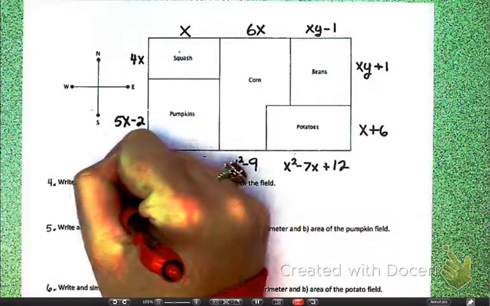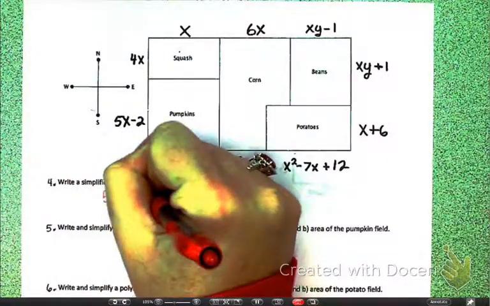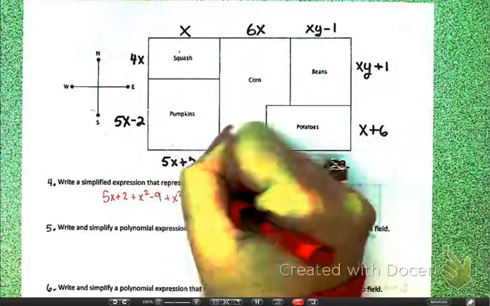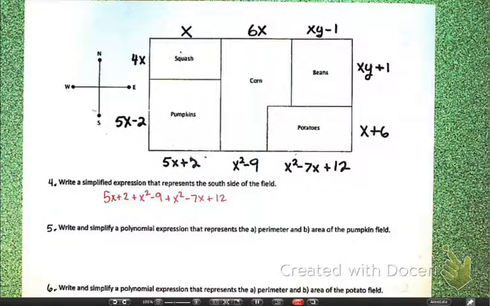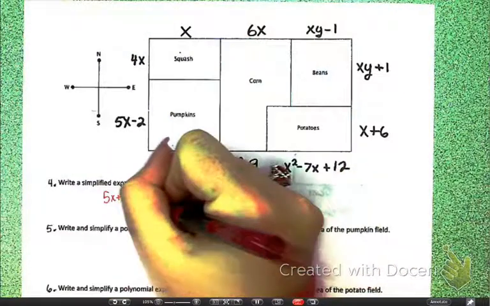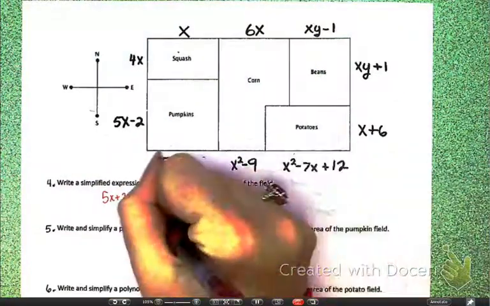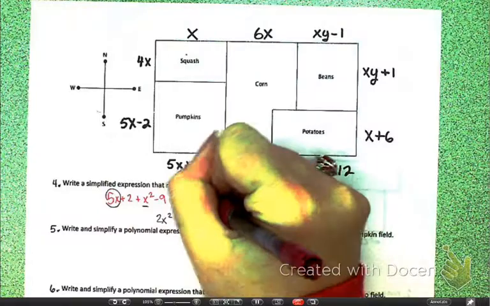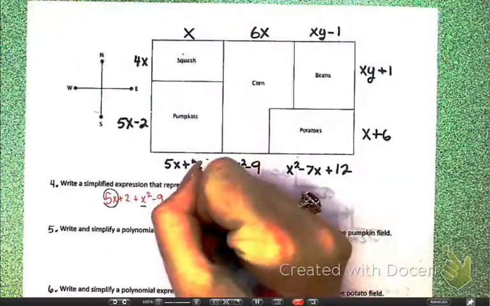So 5x plus 2 plus x squared minus 9 plus x squared minus 7x plus 12. We're just adding up the south side of the field. But I hope you don't like the way that looks. No? So what would we do from there? Combine like terms. What's my highest exponent? 2. So 1x squared plus 1x squared is 2x squared. 5 minus 7 is a negative 2x.